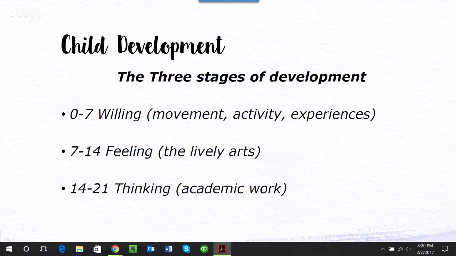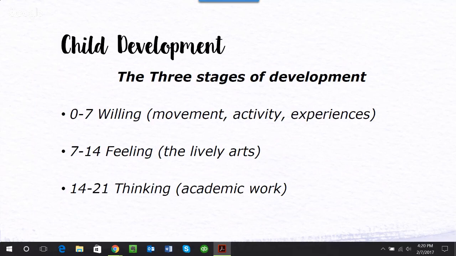So the first stage, during the years of 0 to 7, it's really important for children to be engaged in movement, activity, and experiences. That's really our role. They learn by doing, or through that concept of will. Will is consciously willed movement. And we want to make sure that we're giving them plenty of doing experiences.